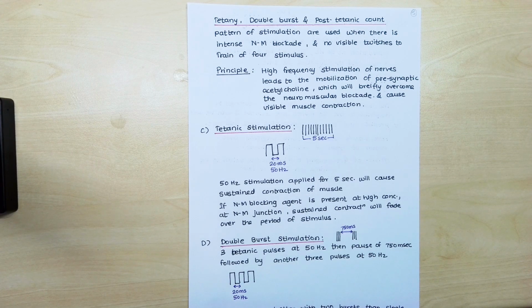Tetany, double burst, and post-tetanic count are the patterns of stimulation used when there is intense neuromuscular blockade and no visible twitches to the train of four stimulus. Principle: high frequency stimulation of nerves leads to mobilization of presynaptic acetylcholine, which will briefly overcome the neuromuscular blockade and cause visible muscle contraction.